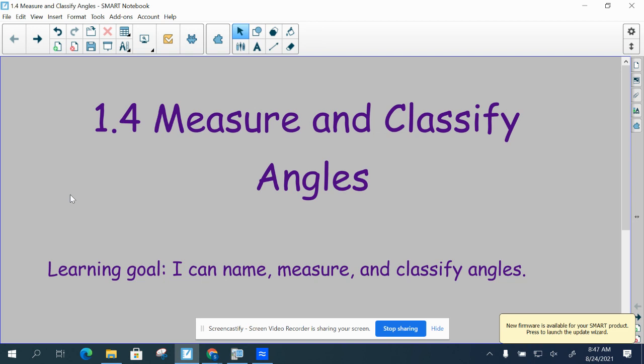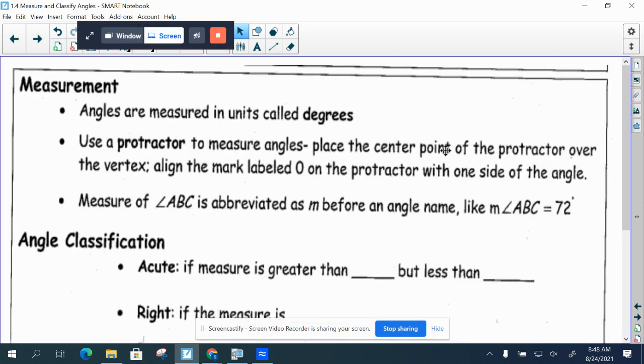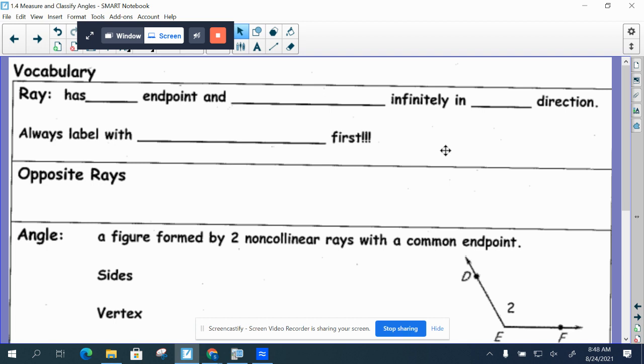What it measures. If it's not long enough to go through the other part of the protractor, you can use a straight edge on the protractor to draw it longer. Okay. And we'll talk about what I mean by that.